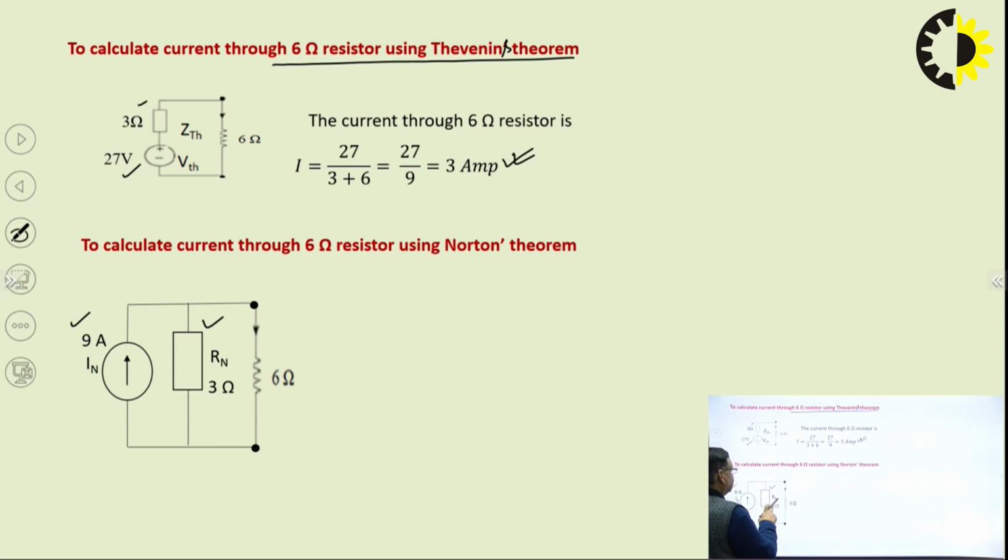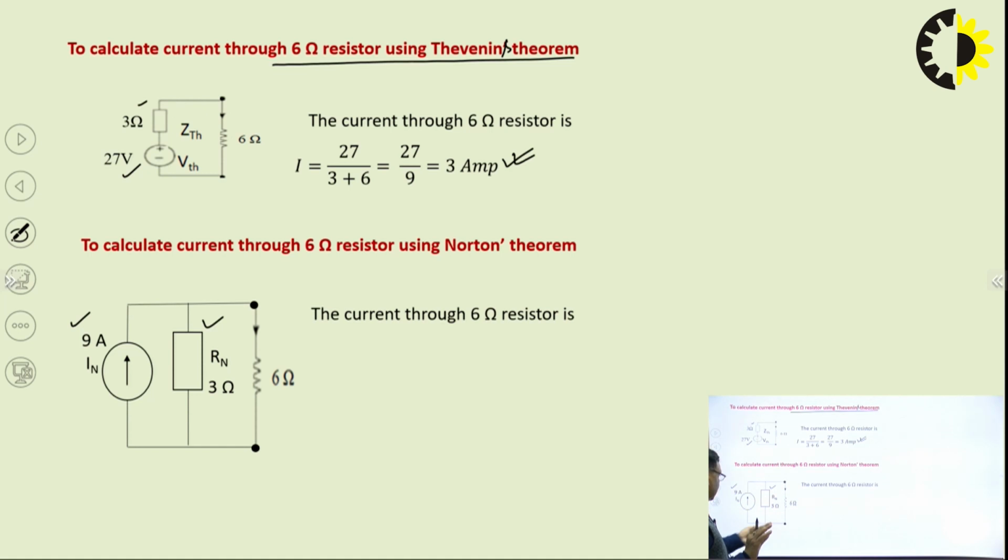Because if you draw the dual, this is YN. So YN is the dual of the network. ZTH, you take the admittance. So this is 3 ohm. So why have I discussed both the theorems together? Because we can understand, in case of a network containing both dependent and independent sources, you have to find the ISC, you have to find the VTH, and you have to find the ZTH.